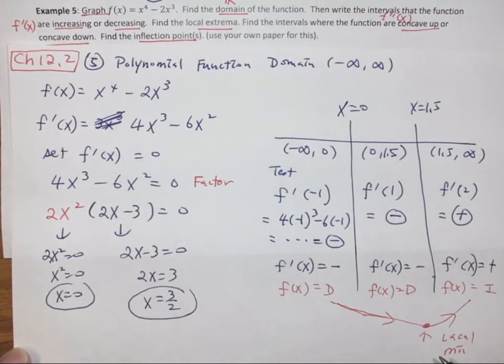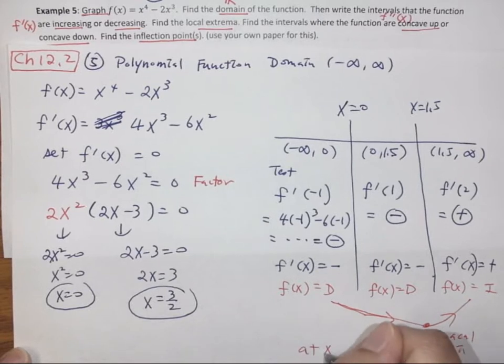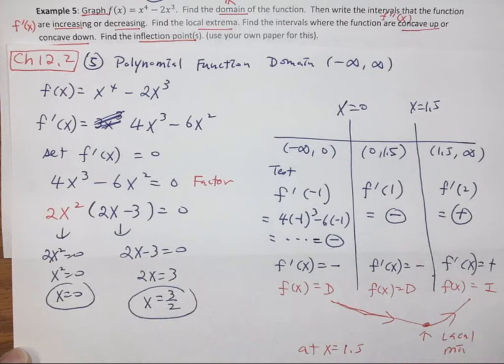So if we have a local minimum at x equal to 1.5, then we can plug it back to where? Okay, the original function, 1.5, to see what we get, right? So you can leave it as a fraction, or you can plug in the decimal number. Either way would be okay.